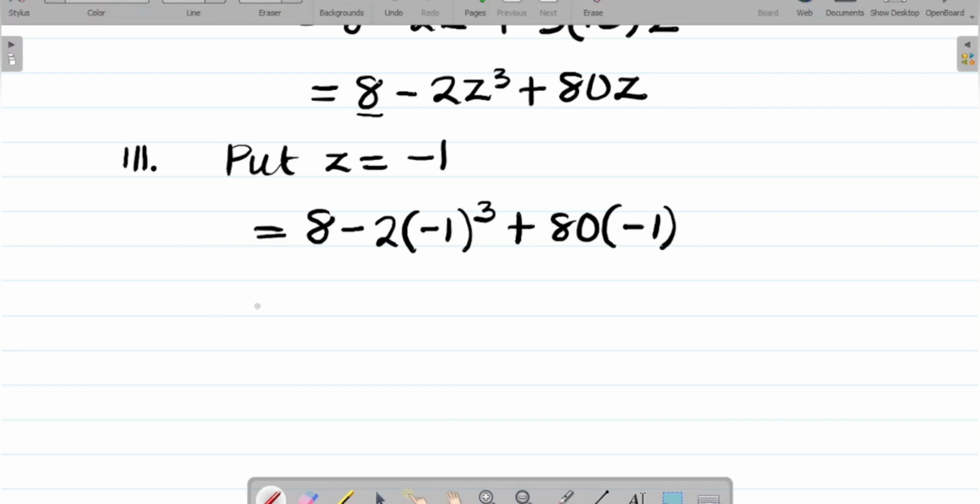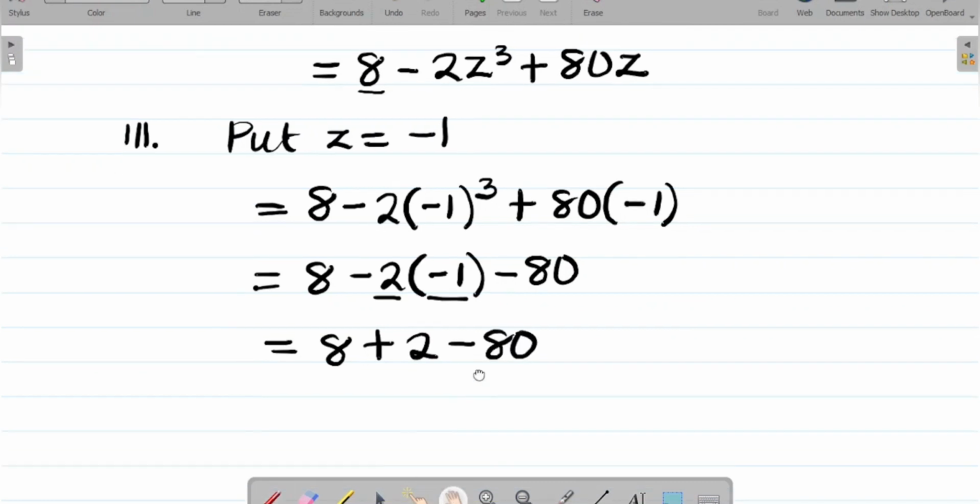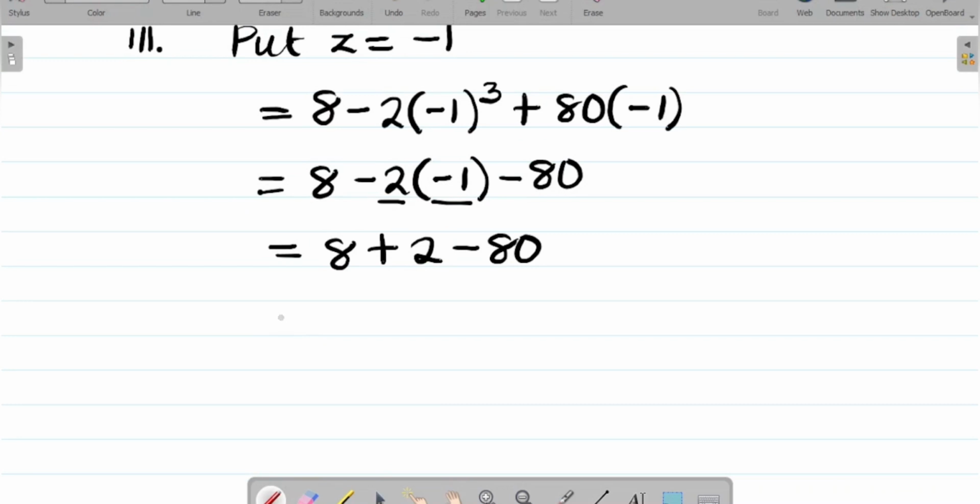Simplifying further, that's equal to 8 minus 2 minus 1 all cubed, which gives you minus 1, plus 80 times minus 1 gives you minus 80. Working on this, it is equal to 8 minus 2 times minus 1, which gives you plus 2, minus 80. Solving further, this is equal to 8 plus 2, which gives you 10.